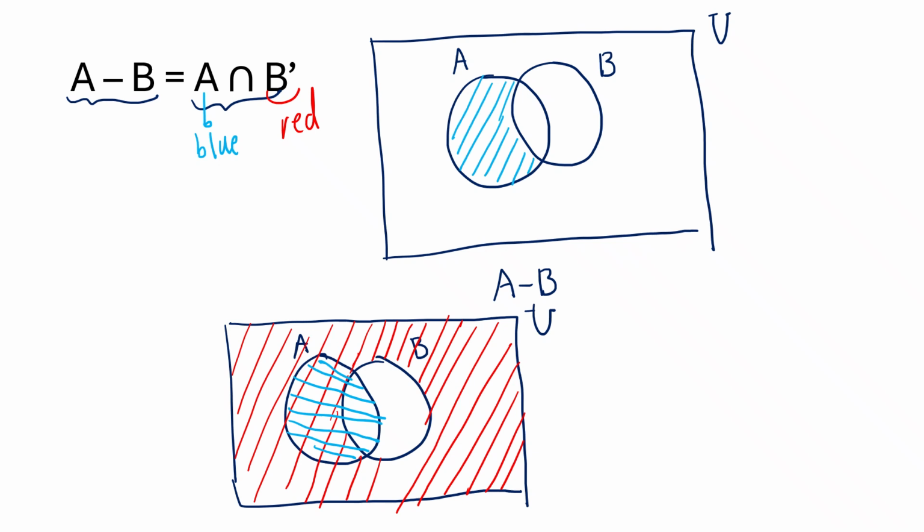Now we want to take the intersection of A and B prime, so the intersection of the area that is painted blue with the area that is painted red. If you pay attention here, that area would be exactly the area that is painted blue here. So this is the Venn diagram for A intersection B prime. By comparing these two diagrams, you can see that these two sets are equal.